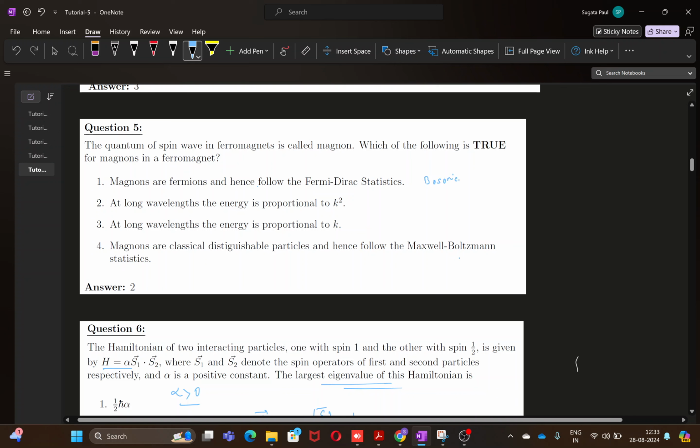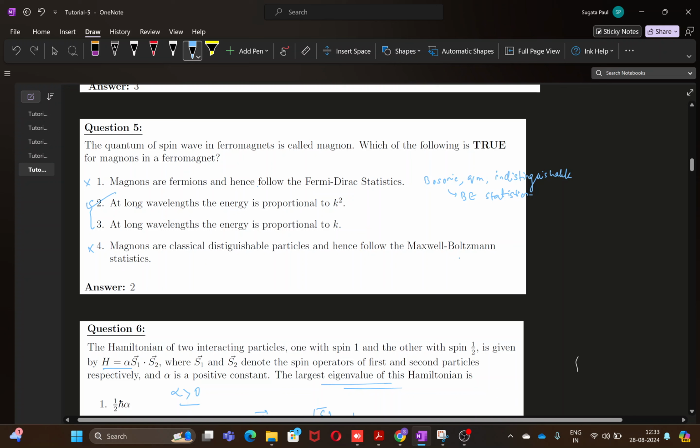Magnons are bosonic particles, they are quantum particles, and they are indistinguishable from each other, and that's why they follow Bose-Einstein or BE statistics. So option number 1 is incorrect, option number 4 is incorrect.